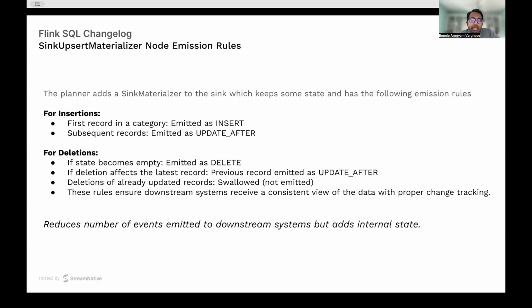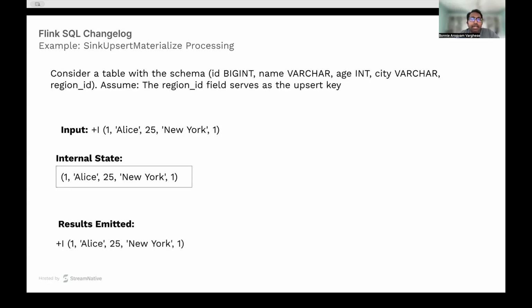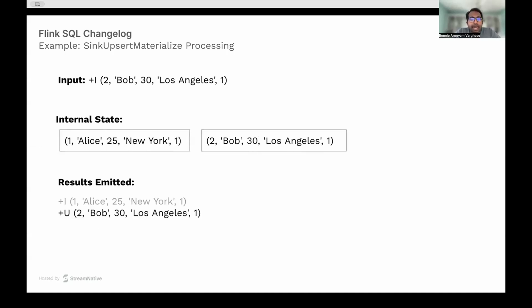Let's take a look at this with an example. Now, let's assume that the upsert key is the same for all the records for this example, and let's see how the state grows. So the first record comes in with an insert. Since the state is empty, we add that to the state, and the result is emitted as an insert since it's the first element. When the second element comes in, it's added to the state, which becomes the most recent value for that upsert key. And since it's not the first element in the state, an update after is emitted.